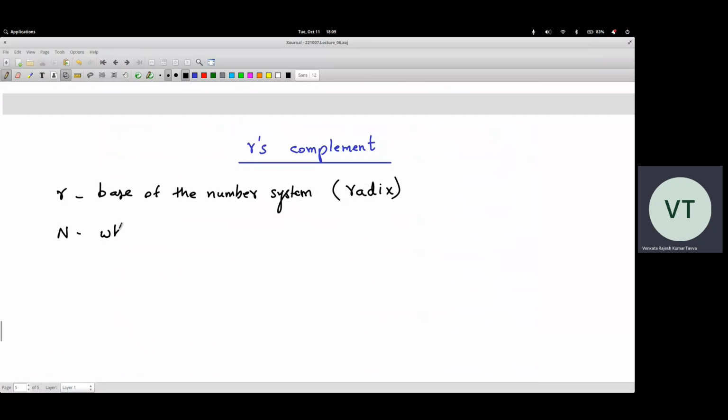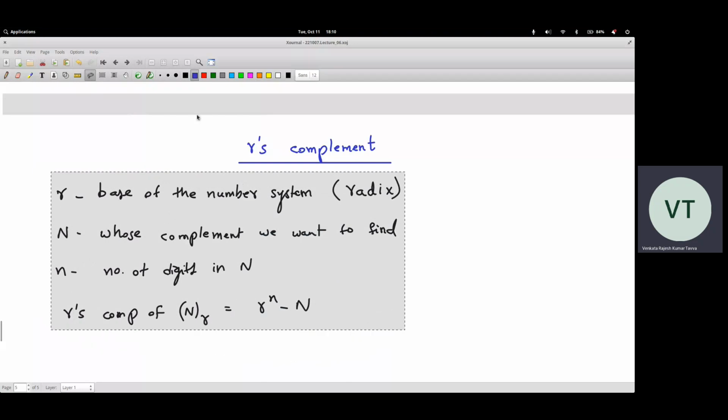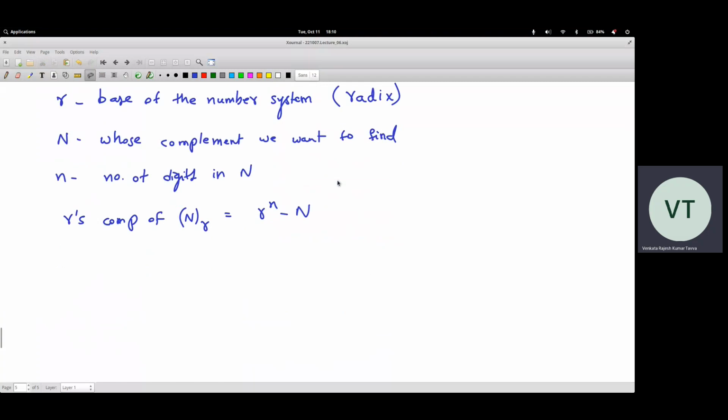And capital N is the number whose complement we want to find, and small n is the number of digits in capital N. The formula for R's complement is: R's complement of N in base R is R to the power small n minus capital N. So let's look at some examples. You will get clarity. Suppose I have 7 in base 10.